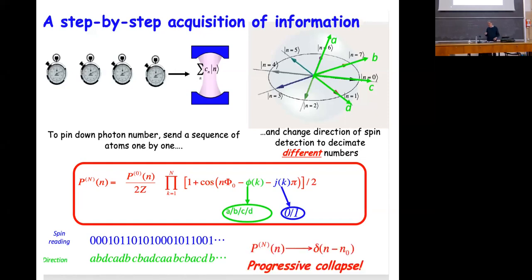We were very excited when we got this result, because I think it's the first time that you observe a progressive collapse, which is a really progressive acquisition of information. Usually you get everything immediately. Here you can really see atom per atom, that is bit per bit, how the system decides to end up in one Fock state or another.